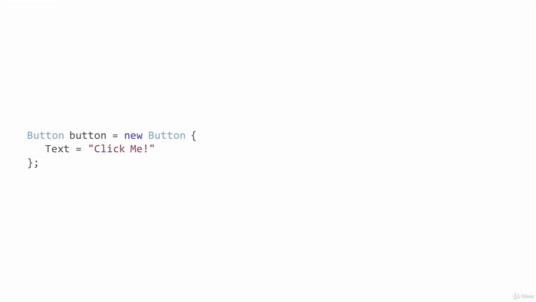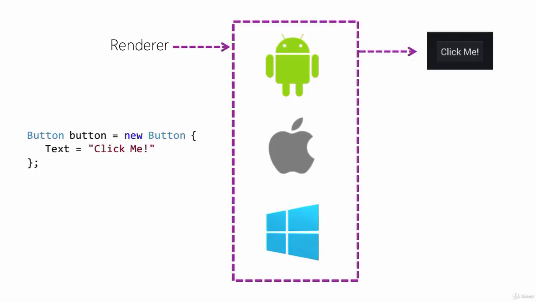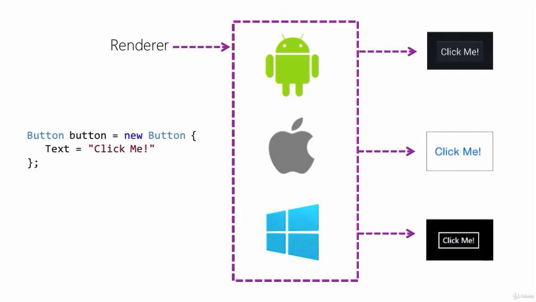For example, if we create a Xamarin Forms button and set the text property to Click Me, then on Android, the Android platform renderer will take that definition and create an Android widget button in response. On iOS, the iOS platform renderer will take that definition and turn it into a UI button. And on Windows Phone, the WP8 renderer will create a system Windows button. The important thing here is that you define the UI in a shared fashion once, but you get a native UI on each platform that looks and feels natural to that platform.